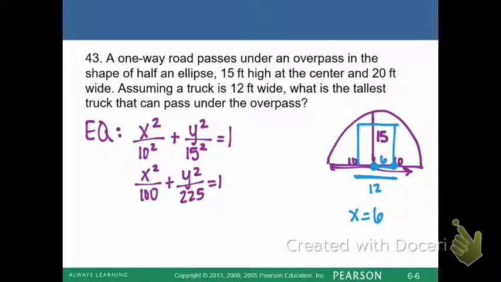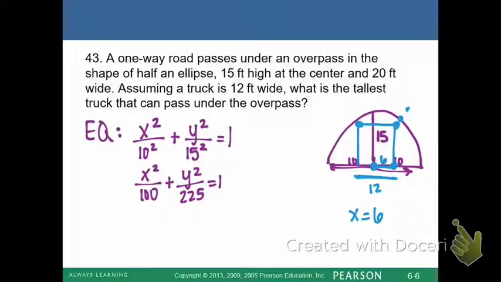The question is, what is the tallest truck that can pass under the overpass? The issue you're going to have is these corners up here. We need to make sure that this corner is inside the ellipse and not touching or on the outside, because then obviously it cannot fit through the overpass. So in this example, you just need to plug in x equals 6 and solve for y. That's going to give you the value on the ellipse.